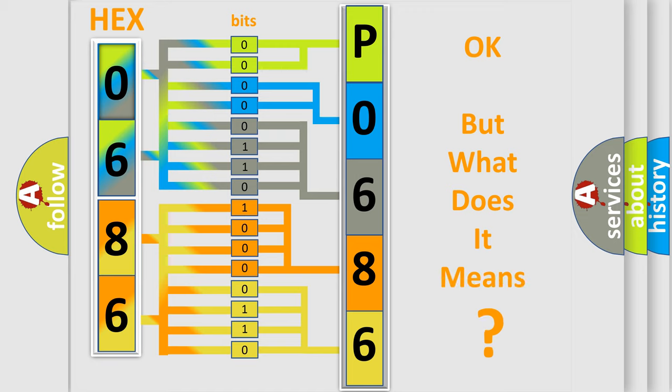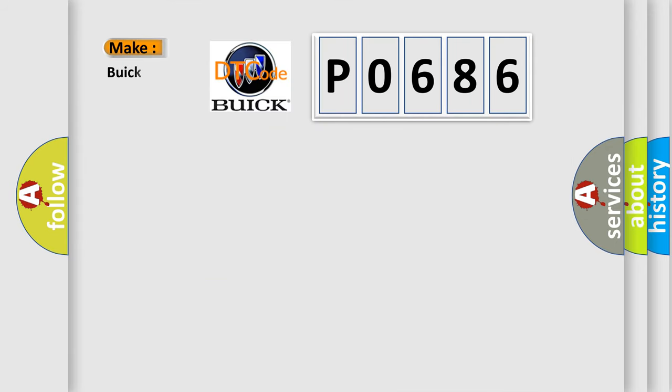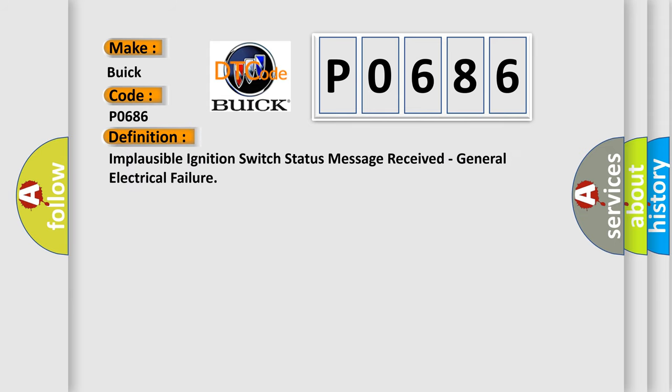The number itself does not make sense to us if we cannot assign information to what it actually expresses. So, what does the diagnostic trouble code P0686 specifically mean for Buick vehicles? The basic definition is: implausible ignition switch status message received, general electrical failure.